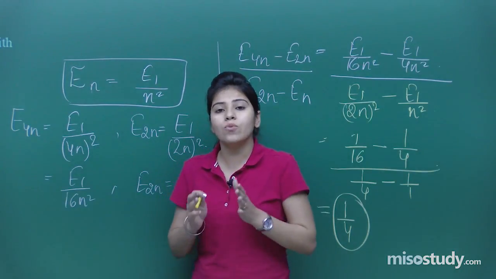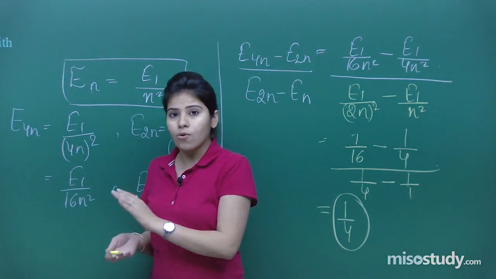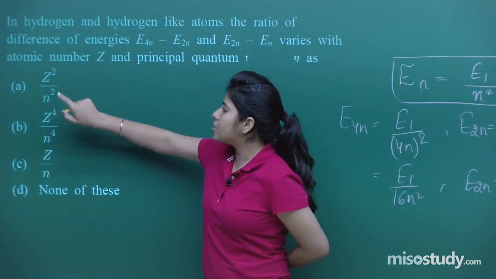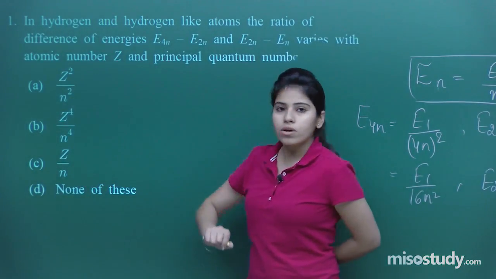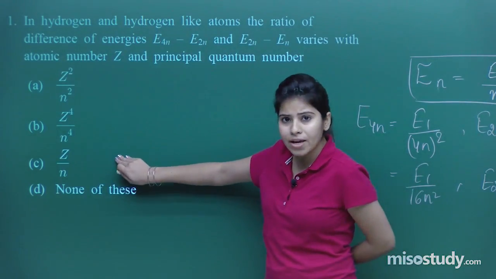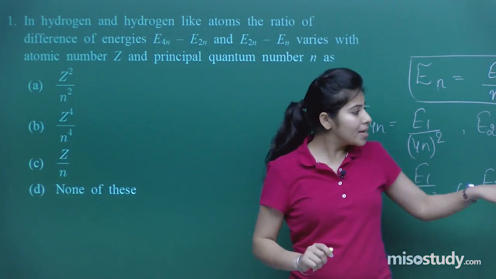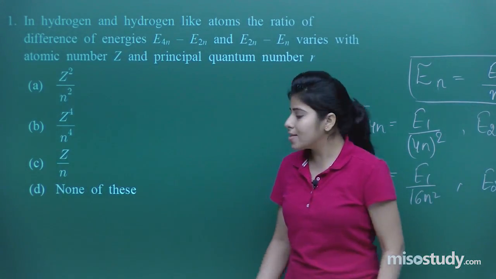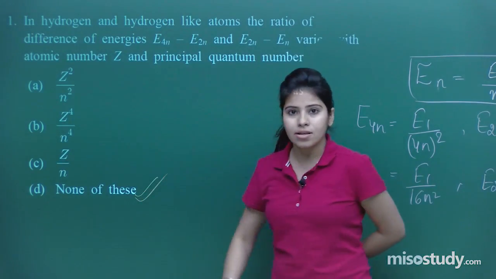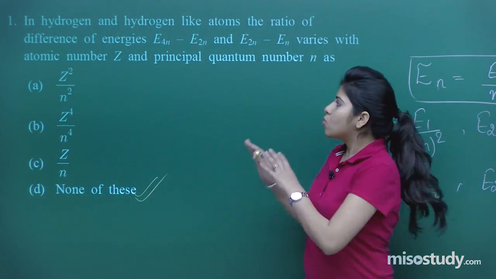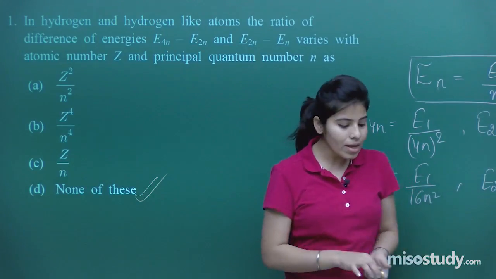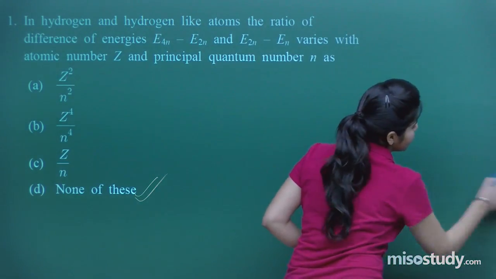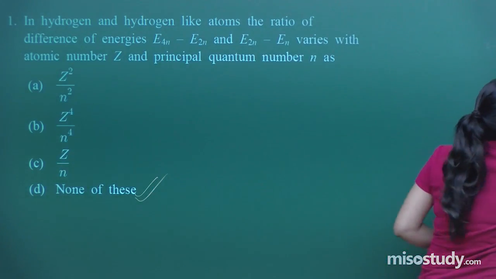Now we have to check whether the option is available in the question or not. If I see here, I can see Z square by n square, Z4 by n4, Z by n, and none of these, because my constant value is 1 by 4. So I will say that my answer is none of these, right? So we have done question number 1. And now let me just start with the next question of the session, that will be question number 2.